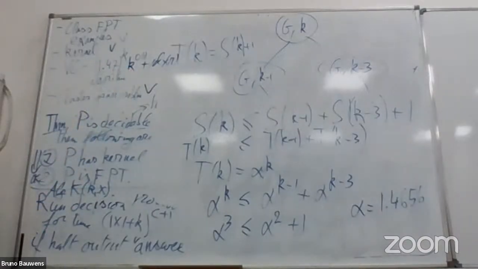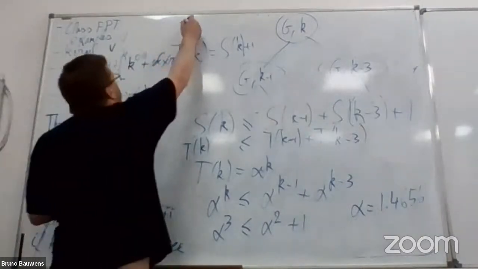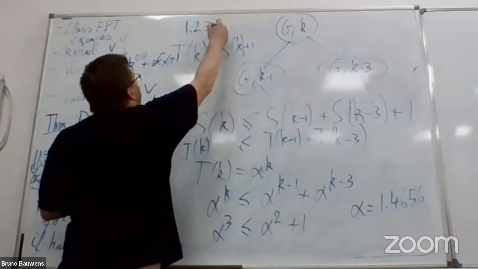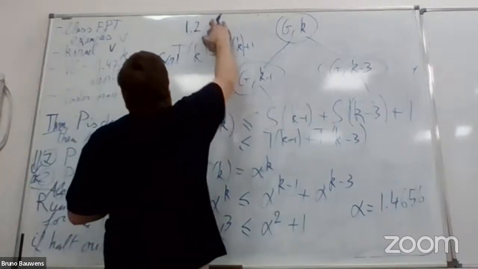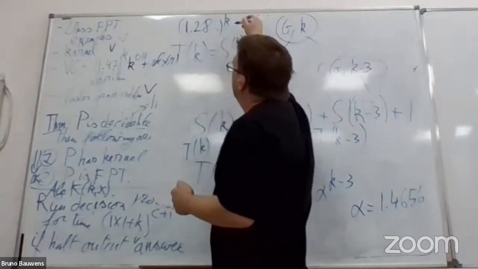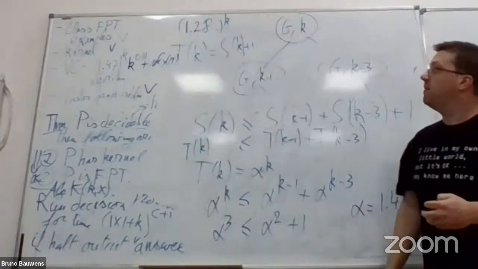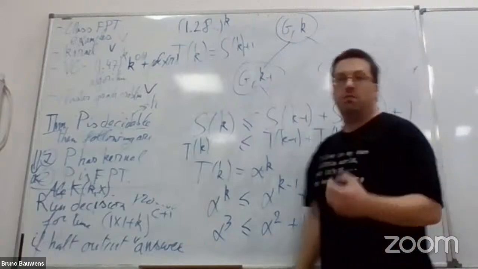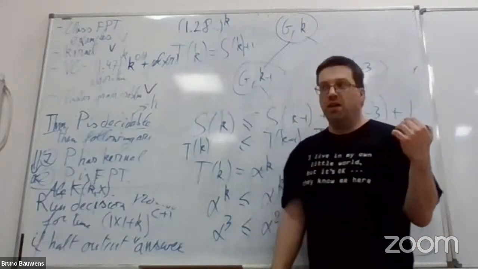And so there are some Chinese researchers, and they did much better. It's something like 1.27 something. Let's say 1.28 to the power k times. So they have this in the exponent. And so what does it mean? How big can our graph be?